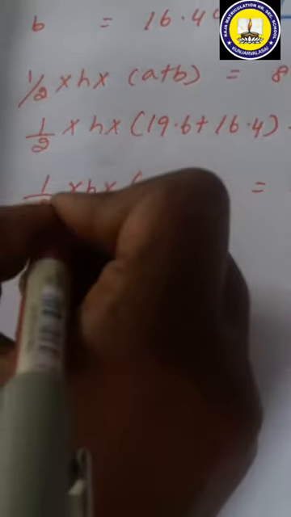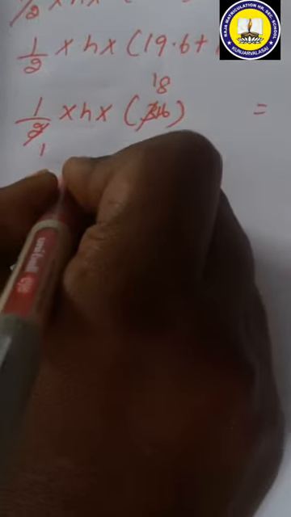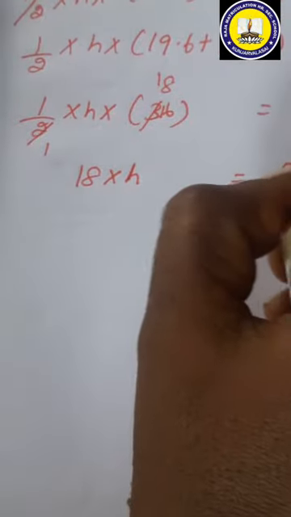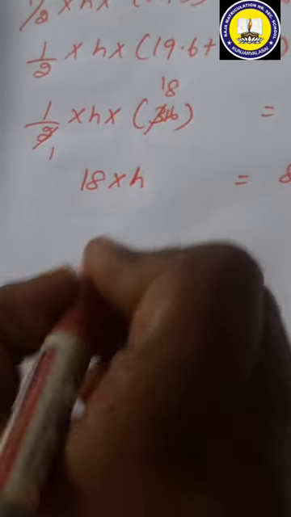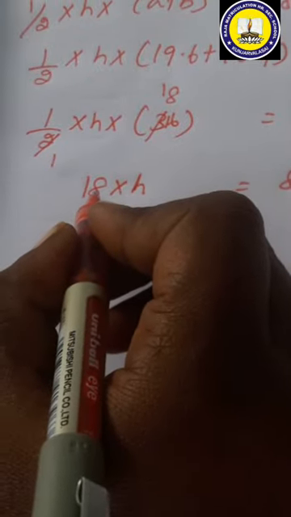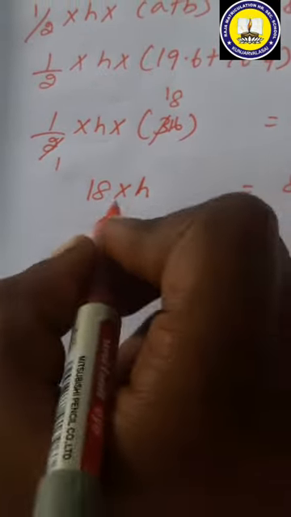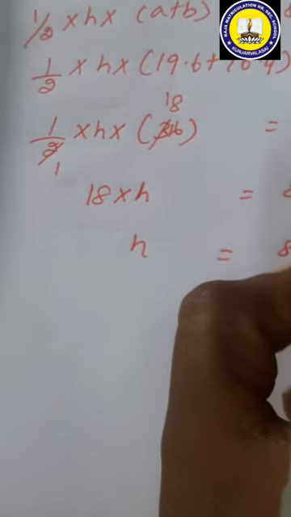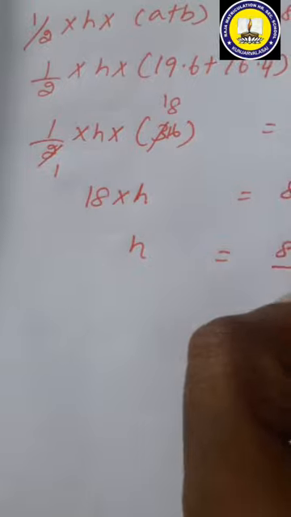Then 2 and 36 cancel it, we get 2 1, take the 2 table, 2 1 is 2, 2 1 is 2, the remaining 1. So 16, 8 2s are 16. Okay, the next step, 18 into H is equal to 828. Okay, here 18, this is the left hand side, it will come to the right hand side and comes as the division. So the next step, H is equal to 828 divided by 18.